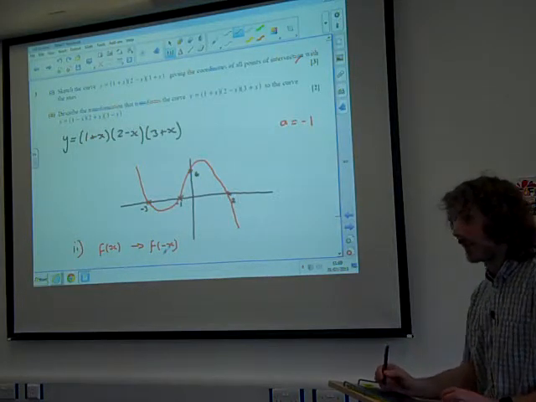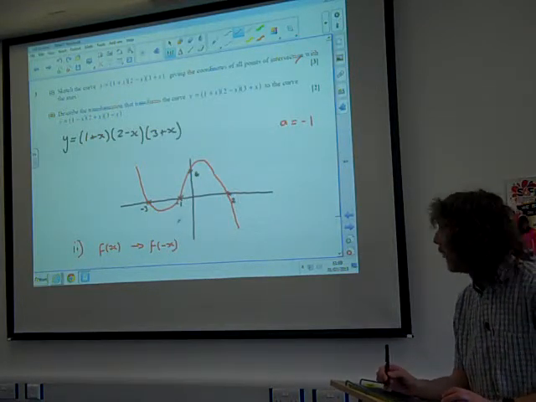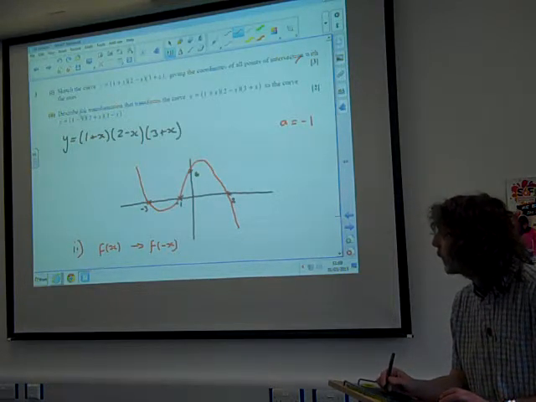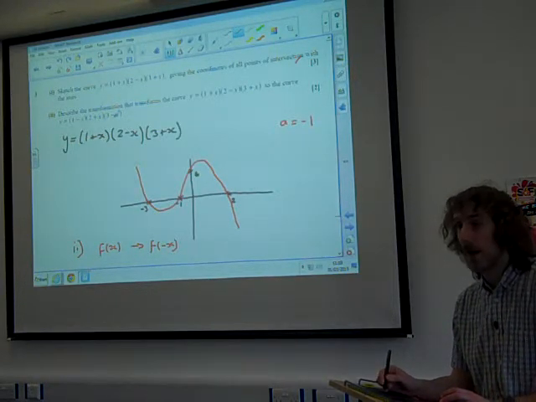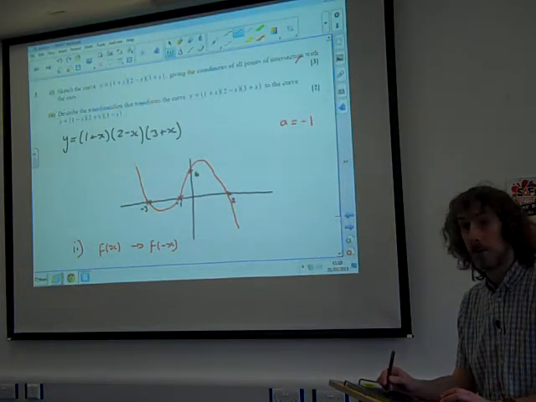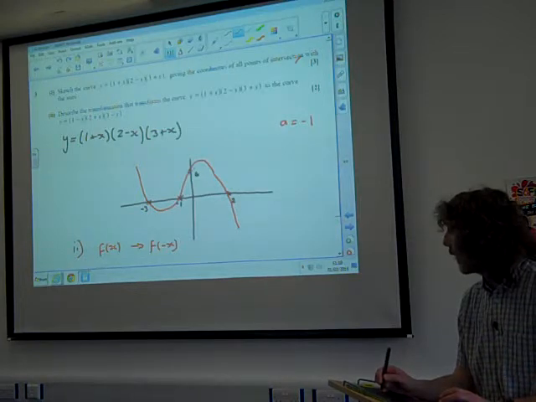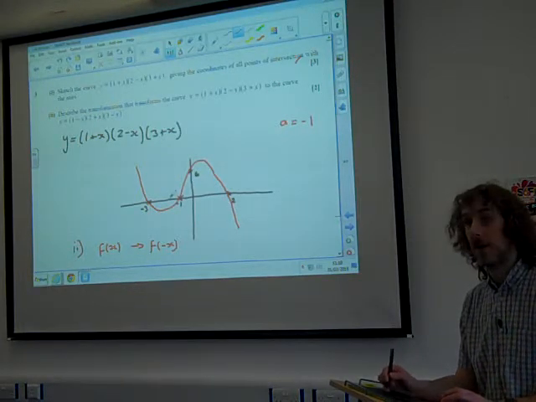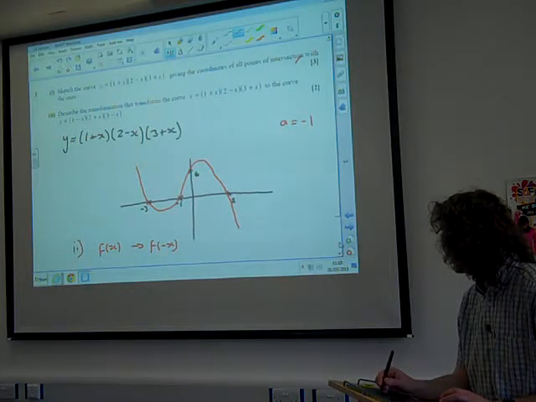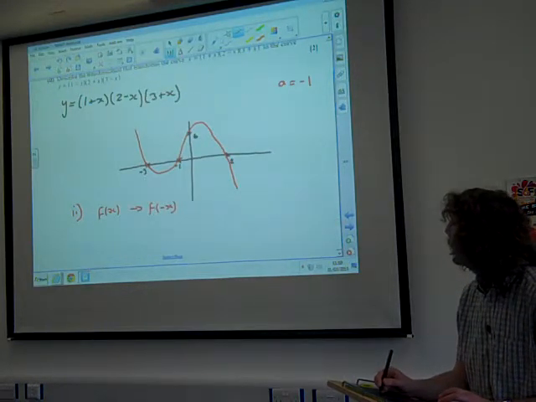In fact, thinking about it, think about what would change to our graph here. Instead of crossing at minus 3, minus 1 and 2, it would cross at plus 3, plus 1 and minus 2. And it would still be equal to 6 if x was 0. It would be that graph, but completely reflected in the y-axis. So that's what we need to write. Reflection in the y-axis, or the line x equals 0.